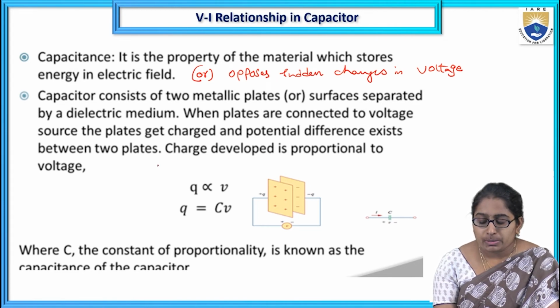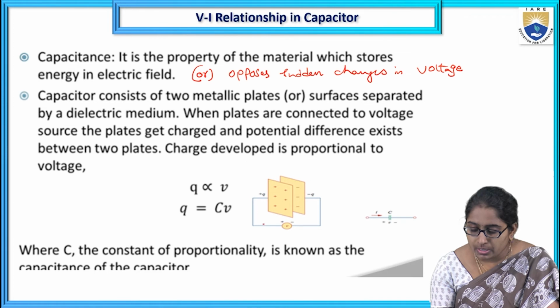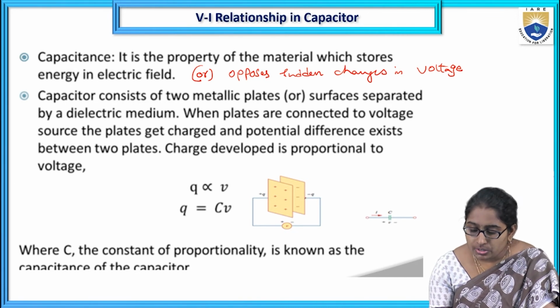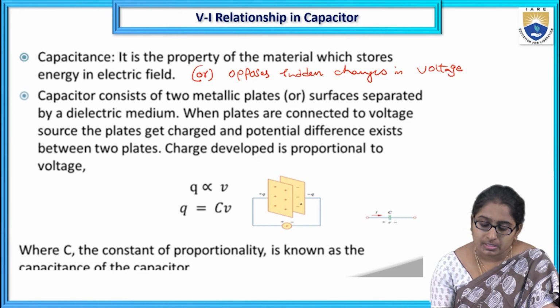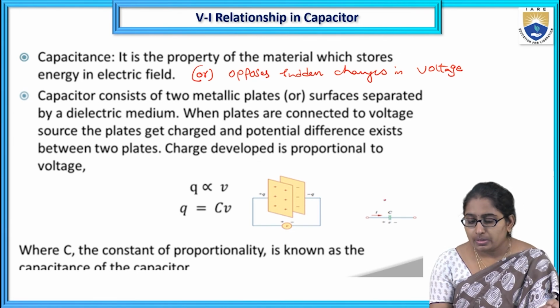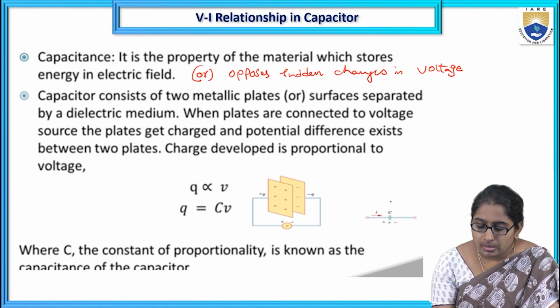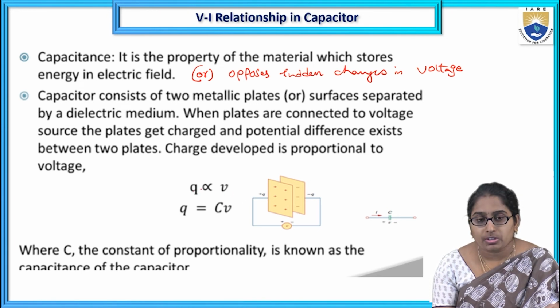The charge developed is proportional to the applied voltage, right? So this is what's shown here in the picture. Two plates connected to the voltage. So what happens? They get charged and there is a potential difference. Now, whatever the charge developed is proportional to the applied voltage.